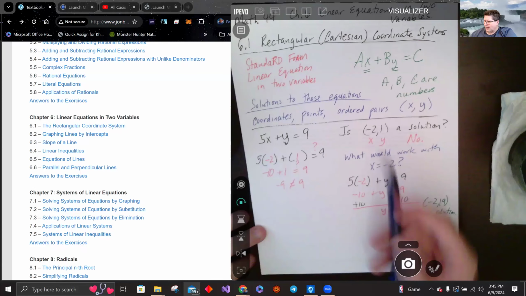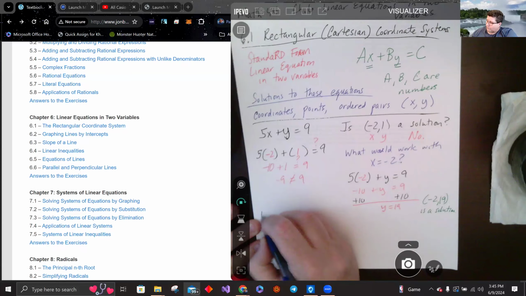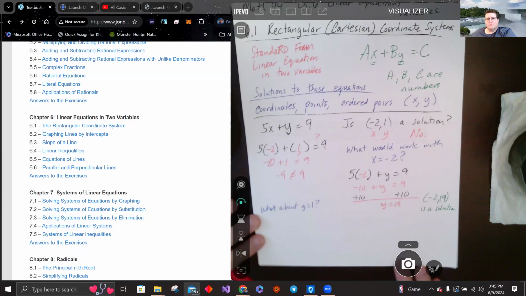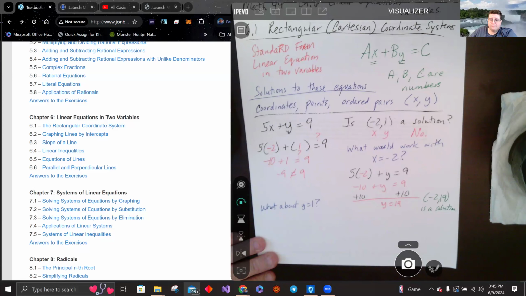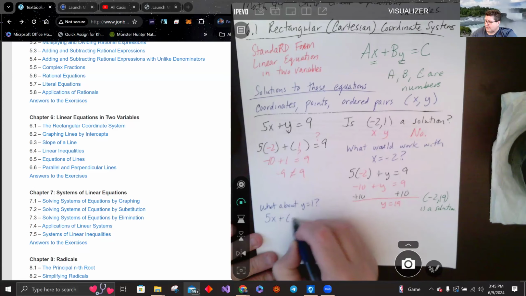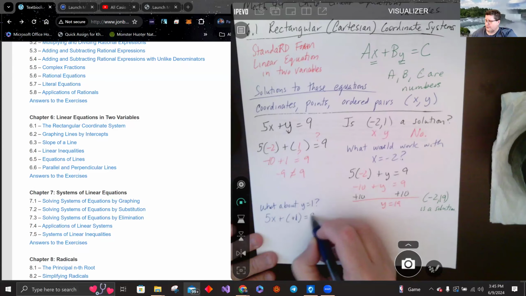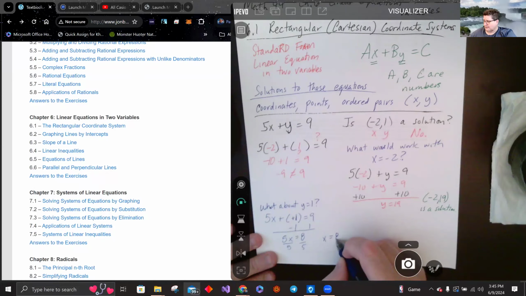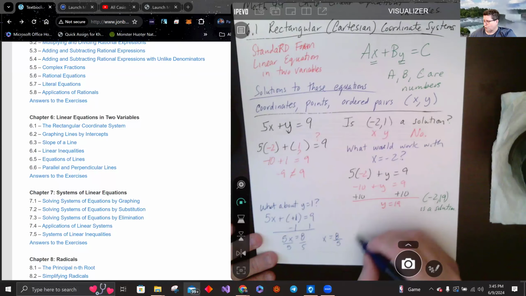What would work with my y equals 1? Why don't you guys try this here and see what x value would work and write it as an ordered pair. All right. I'll assume you did. We have 5x plus 1 equals 9. I'm going to subtract 1 from both sides. I get 5x equals 8. Divide by 5, and I get x equals 8/5. So my ordered pair for that one would be (8/5, 1).